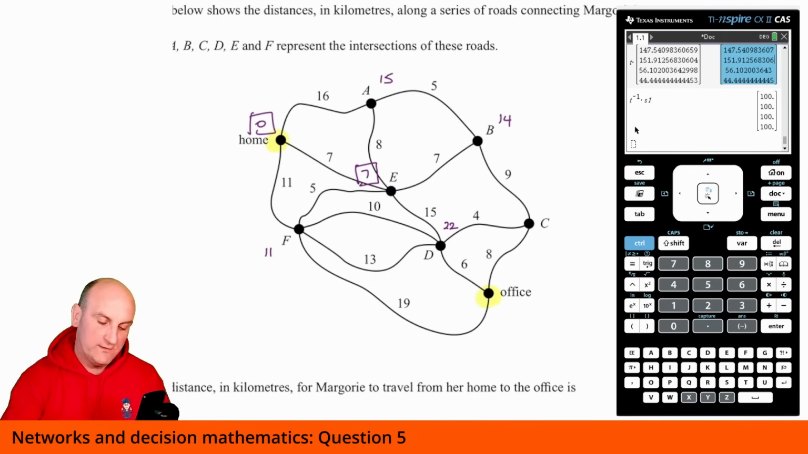So what have we got? We've got 15, we've got 14, we've got 11, we've got a 22. So I'm at 11. Let's put a box around that one. Let's work out all of my tracks. 11 plus 5 gives me 16. I've already got 7 there. That's no good. Right, 11 plus 10 gives me 21. So I'm going to get there in 21. 11 plus 13 gives me 24. No good. 11 plus 19 gives me 30.